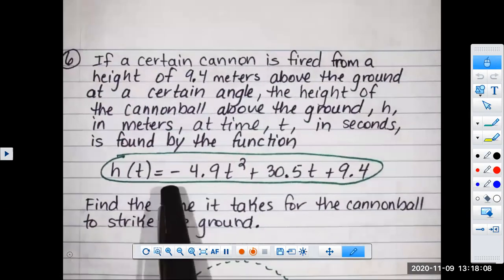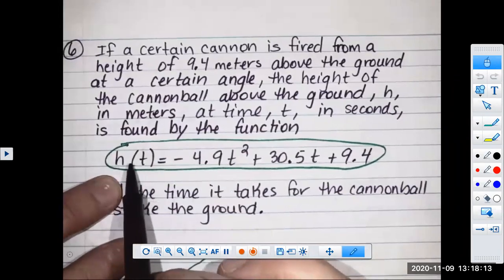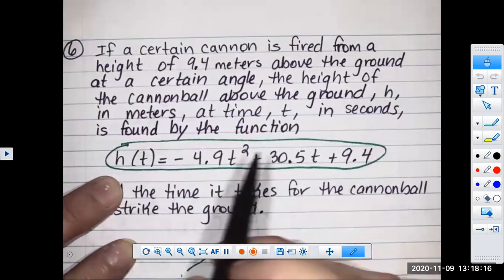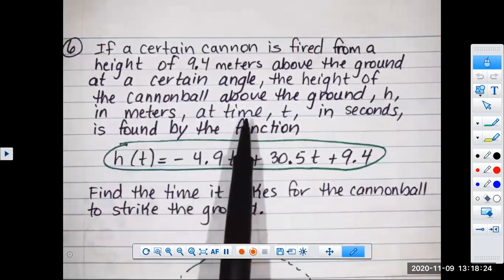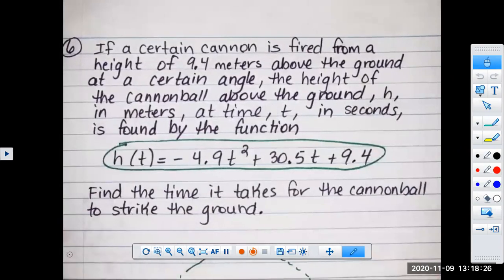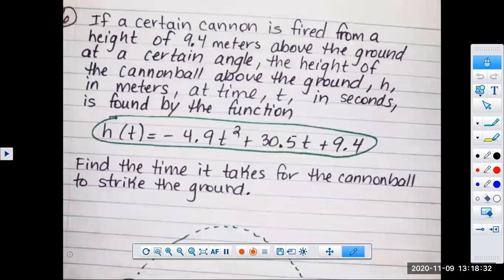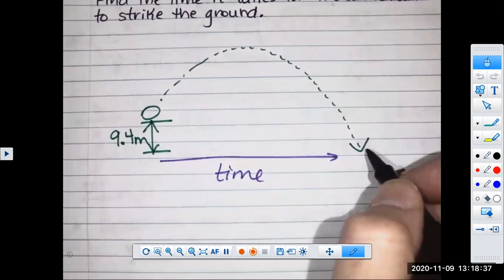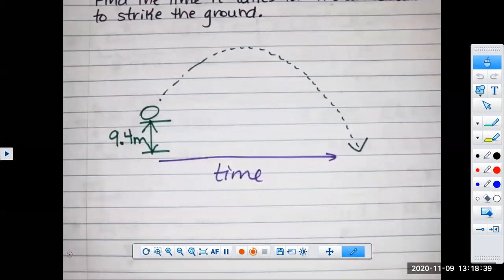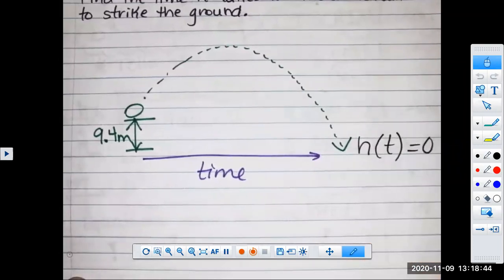So in this function, they say that the height of the cannonball is modeled by h, time is in seconds. Height is a function of time, of course, because after so many seconds, it's going to be so many meters high. Height is in meters. Find the time it takes for the cannonball to strike the ground. So going back to the picture, what will your height be when it hits the ground? Good. Your height is going to be 0 when it hits the ground.